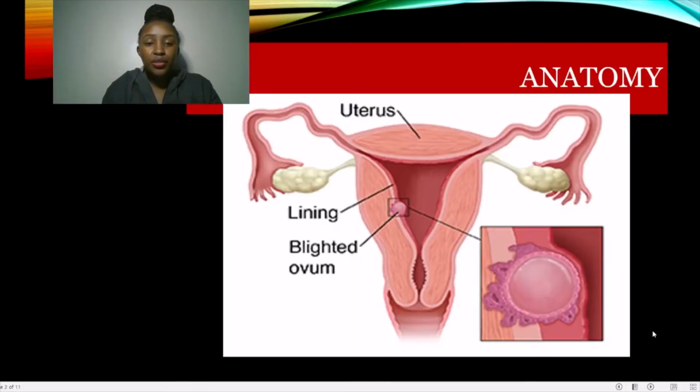So this is what happens with a blighted ovum. We have the uterine cavity or the uterine wall where the fertilized egg will attach or implant, but however this fertilized egg did not develop, or the embryo in the blighted ovum is not developing, and therefore it's just an empty sac or an empty gestational sac, and that has attached into the lining, as you can see.